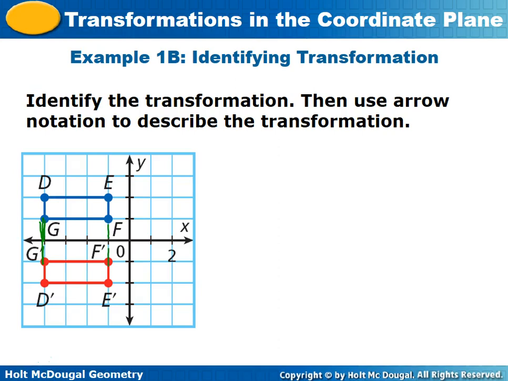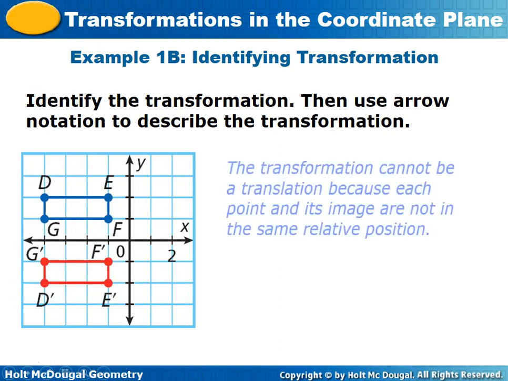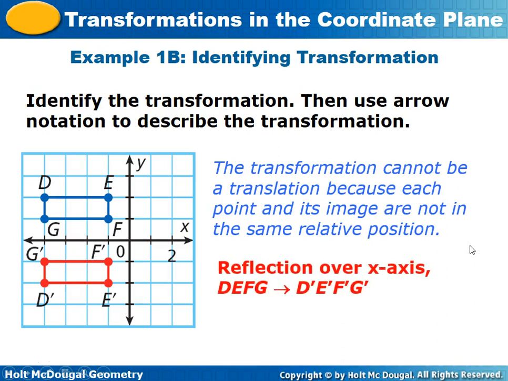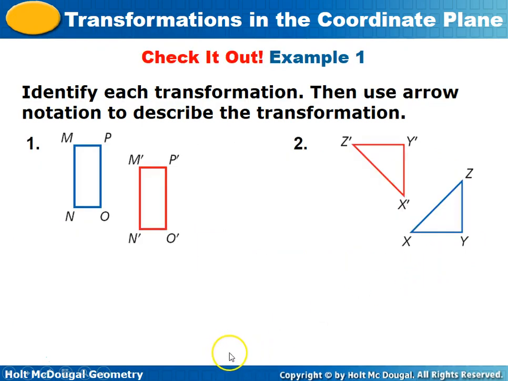Now this one here, notice here we got one above and one below, one above, one below. This is two above, two below, two above E, and two below E. So this is going to be a reflection over the x-axis. The transformation can't be a translation because each of the points in the image are not in the same relative position. If it was a translation, the D and E would have stayed on the top instead of going to the bottom. So this is a reflection over the x-axis. And again, when we talk about our reflection, we're going to say DEFG translates to DEFG prime. So go ahead and figure these two out and then come back to me.